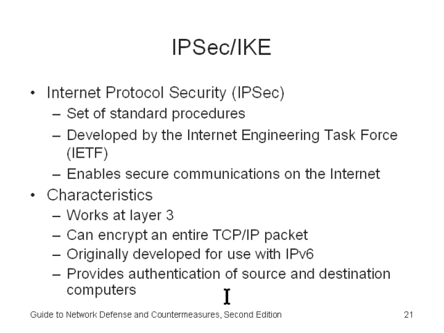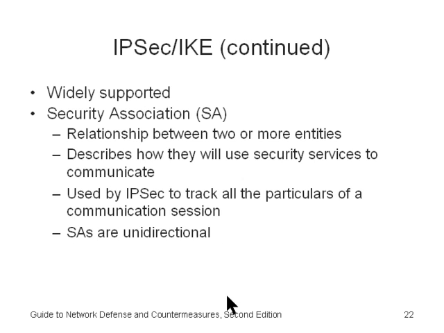The characteristic is that it works at layer 3, the network layer, so you can encrypt an entire TCP/IP packet, which means you can encrypt the header, which contains the destination address and port and the source address and port, as well as the data. It was originally developed for use with IP version 6, but they've made it backward compatible, so it also works with IP version 4. And it provides authentication of source and destination computers, as well as encryption.